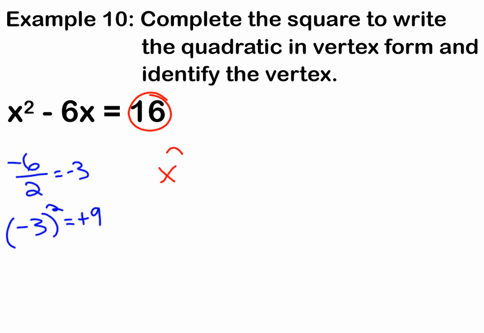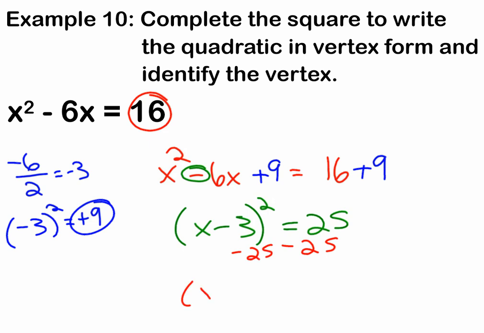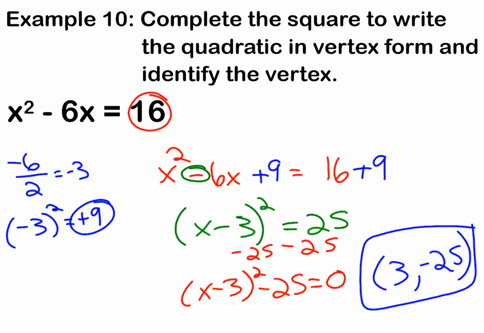Now I have x squared minus 6x equals 16. And I'm going to add that positive 9 to both sides. That's going to be simplified on the left to (x minus 3) squared, again because it was a minus 6, equals 25. Subtract 25 on both sides. You're going to get (x minus 3) squared minus 25 equals 0. And your vertex is positive 3, negative 25. There we go.